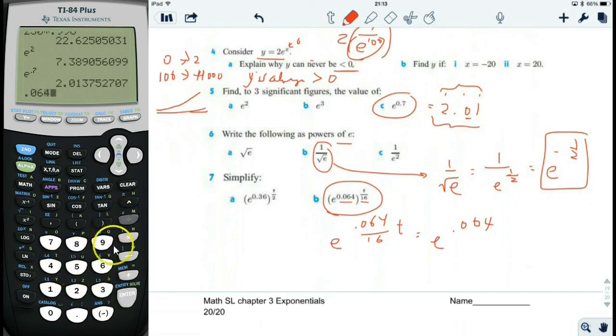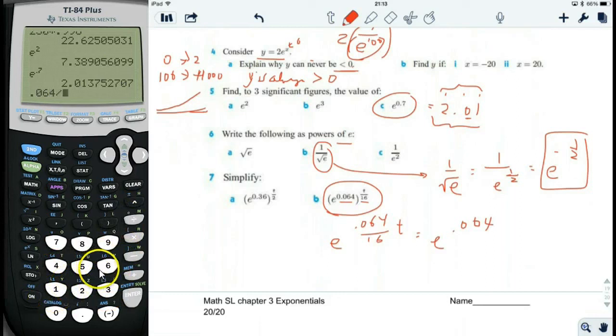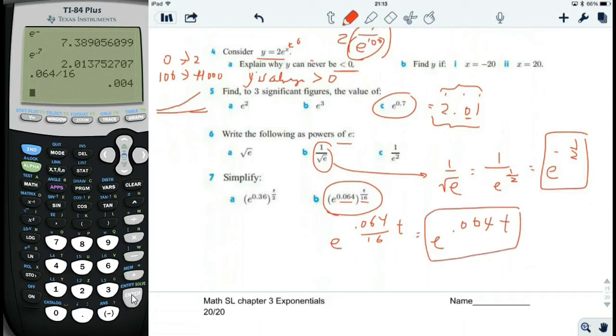0.064 divided by 16. 0.004. Good. Okay, so I simplified it, and it's 0.004t.